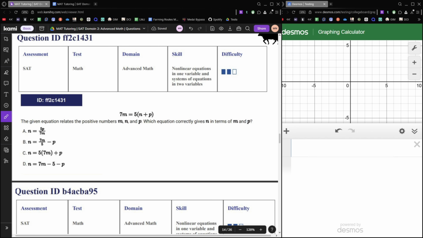Slide number 14. Here they give us an equation, and once again, they want us to get n in terms of m and p. So basically, get n by itself. And of course, all the answer choices start with n equals.